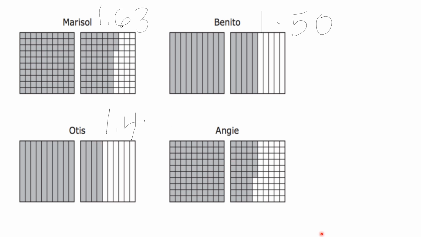Let's check out Angie. Angie's got one whole flat shaded, and then she's got 1, 2, 3, 4 rods shaded. Now let's count her little units. 1, 2, 3, 4, 5, 6. All right, so that's 1 and 46 hundredths. So she did not beat Marisol, but she did beat Otis, right? So right now Marisol's in the lead, then Benito, then Angie, then Otis.